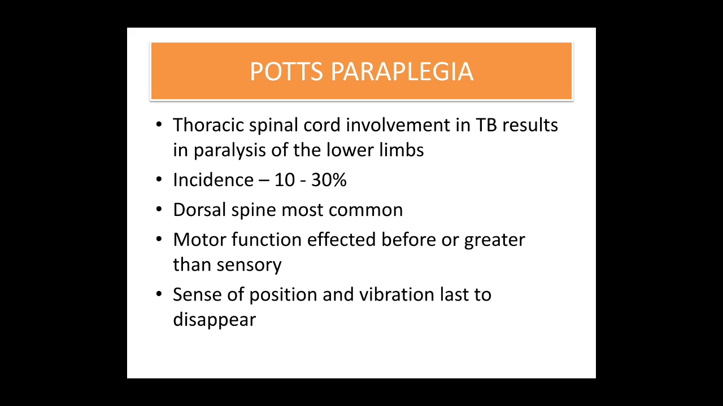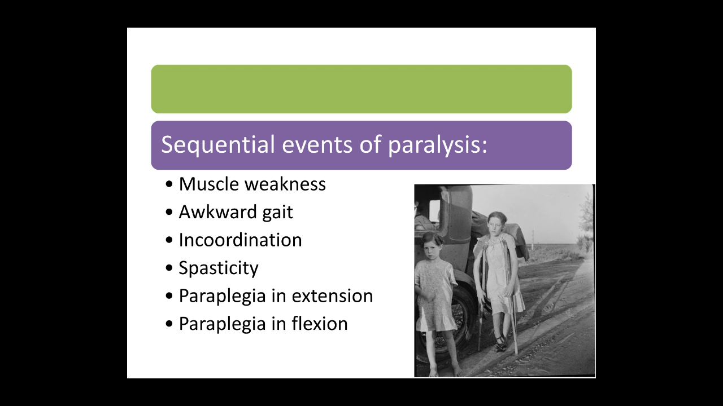So sense of position and vibration is the last to disappear. Why? Because they are located in the posterior column of the spinal cord. So the sequential events of paralysis are: the patient will have some amount of muscle weakness, then an awkward gait, some incoordination or imbalance, and then spasticity, finally resulting in paraplegia in extension, and then paraplegia in flexion.